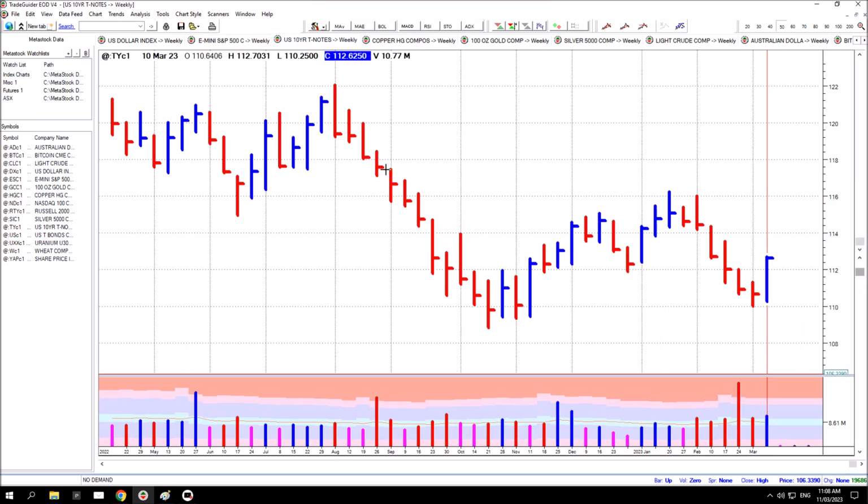10-year note futures. Draw the lines in quickly. You can see how price has pushed up to the highs of the range, found resistance, come back down, attempted to find support, wasn't able to, came down to the lows of the range, and we suggested last week that some minor support may have formed there.